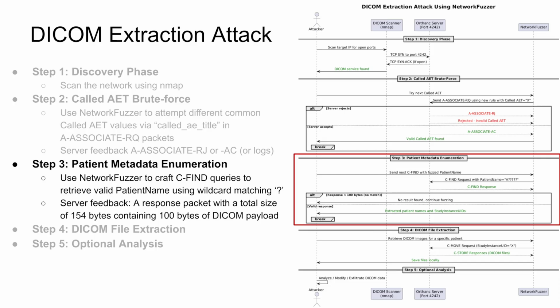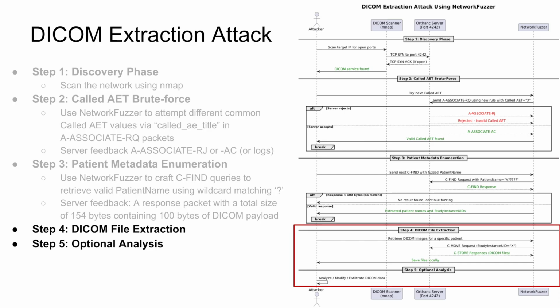In Step 4, DICOM file extraction, the attacker uses these identifiers to send C-MOVE requests and download DICOM images, which may then be analyzed, modified, or exfiltrated in Step 5. Optional analysis for malicious purposes.